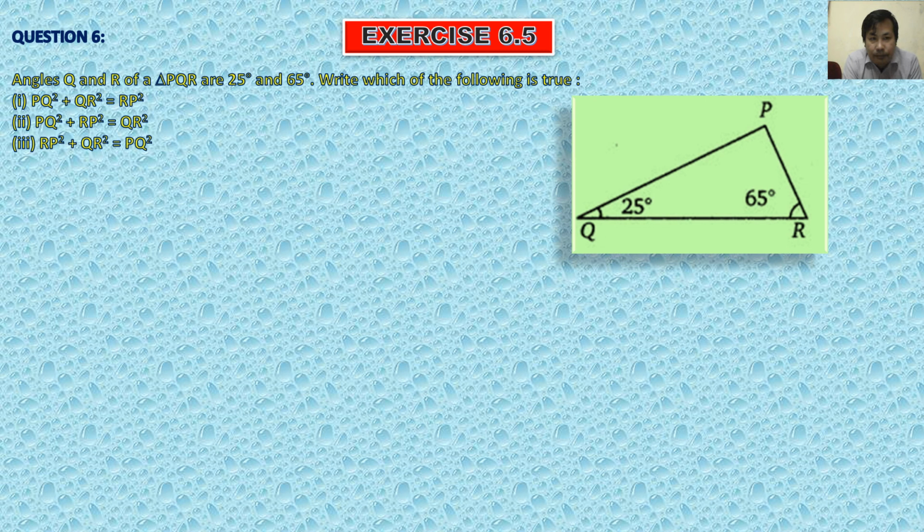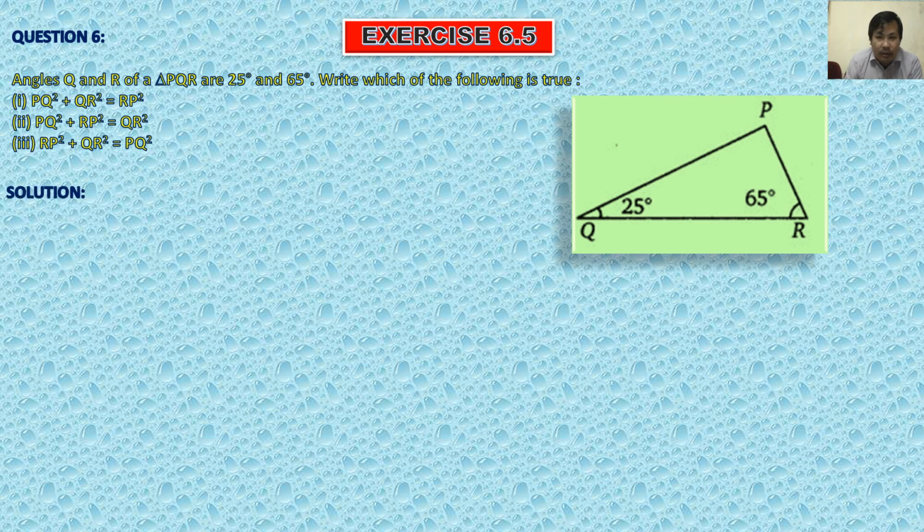Now we don't know where the right angle is and what type of triangle it is, and what these statements are telling, and which one is correct. So first of all, to understand the question, we have to find out the third angle. Two angles are given as 25 degree and 65 degree. One angle is not given, so one angle we have to find out. How we can find it out is shown here.